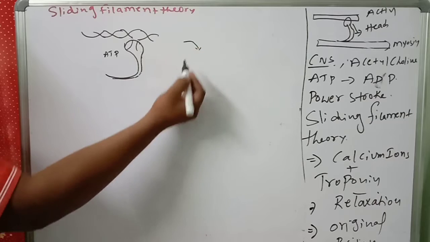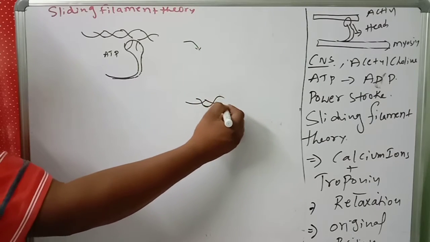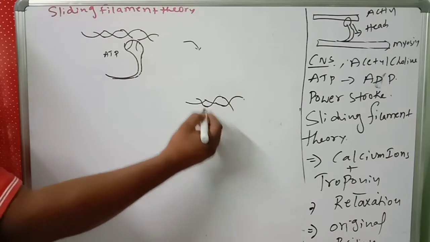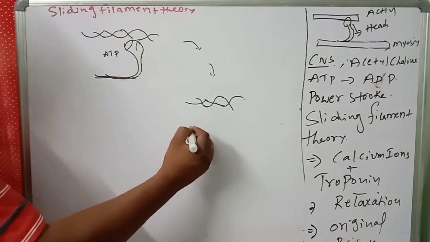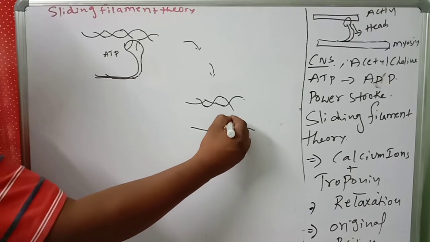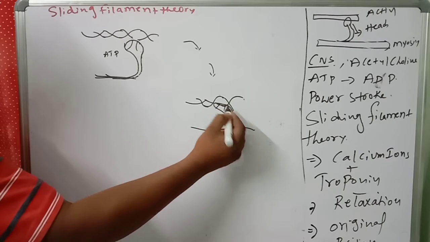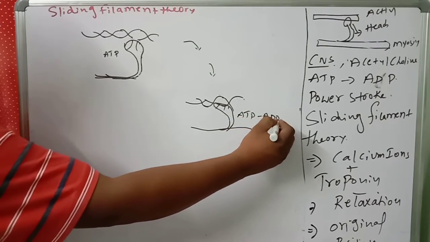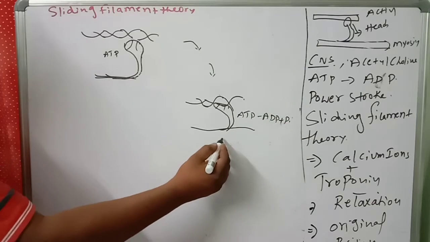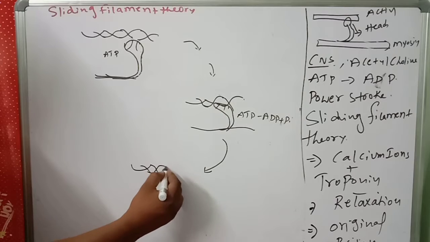Second step, what will happen? This is the actin, right? In the second step, this is the myosin. This one will bind. Here the ATP enzyme is there, then ATP will be converted into ADP and phosphate. Then the third step, what will happen?